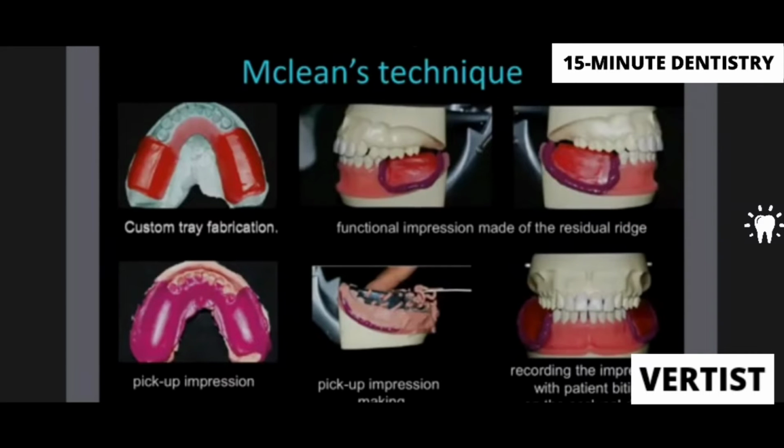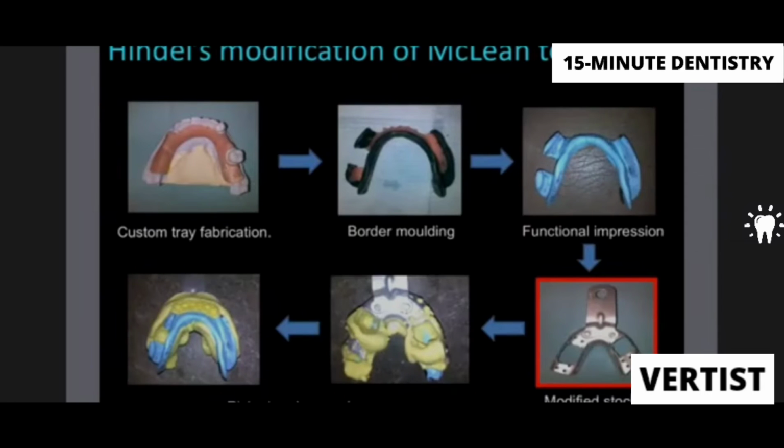This is the diagrammatic representation of McLean's technique, wherein McLean was the one who made wax occlusal rims. He applied pressure on the wax occlusal rims and made an impression, and then he picked it up in an alginate impression. However, Hindel's felt that if you're going to just pick it up with an alginate impression, then how are we going to maintain that load that we are applying? So what did he do? He modified the tray and made holes in the tray. When he made holes in the tray, it was very easy to apply pressure throughout the pickup impression as well. So that's Hindel's modification of McLean's technique.